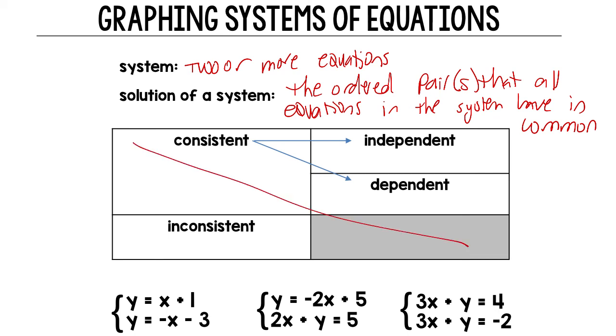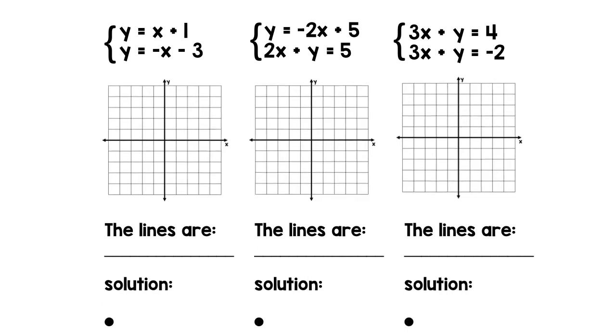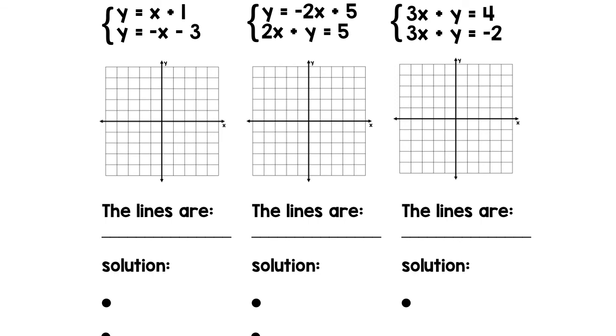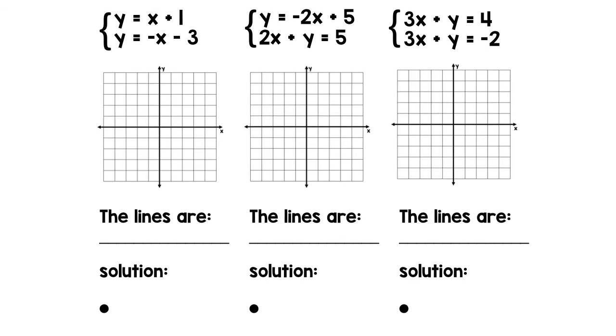This table, I don't care about. So skip it, leave it blank. We're solely going to worry about graphing these puppies. All right, let's do this first set, this first system. These are in y equals mx plus b form.